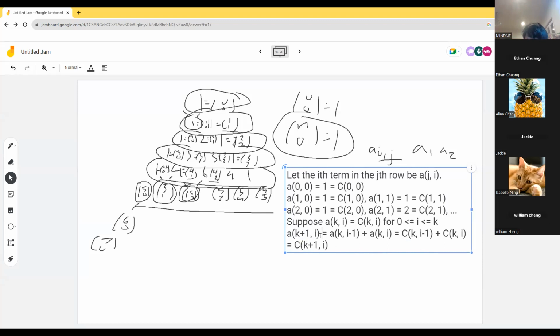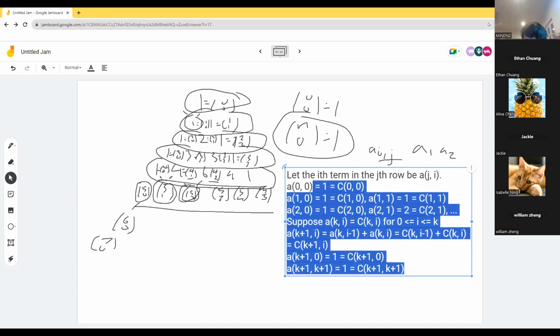This actually isn't always true, because if i is 0, the 0th term in that row, then we can't really do this. But we know that a_(k+1)0 is equal to 1, which is equal to k plus 1 choose 0. Also, if i is equal to k plus 1, that does not work either, but a_(k+1)(k+1) is equal to 1, which is equal to k plus 1 choose k plus 1. And that's it. We're done.